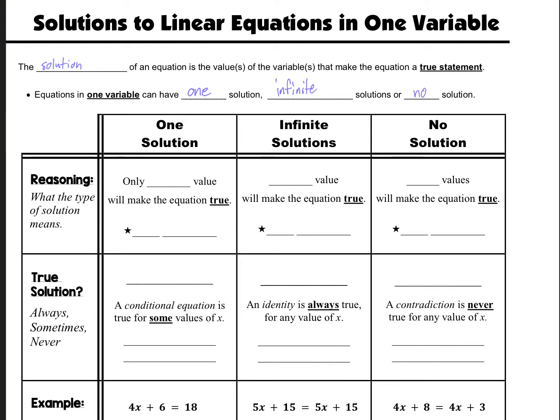If there is only one solution, then there is only one possible value that will make the equation true. Your answer will be one number. This means that the equation will sometimes be true. A conditional statement is true for some values of x. In this case, it is only true one time.